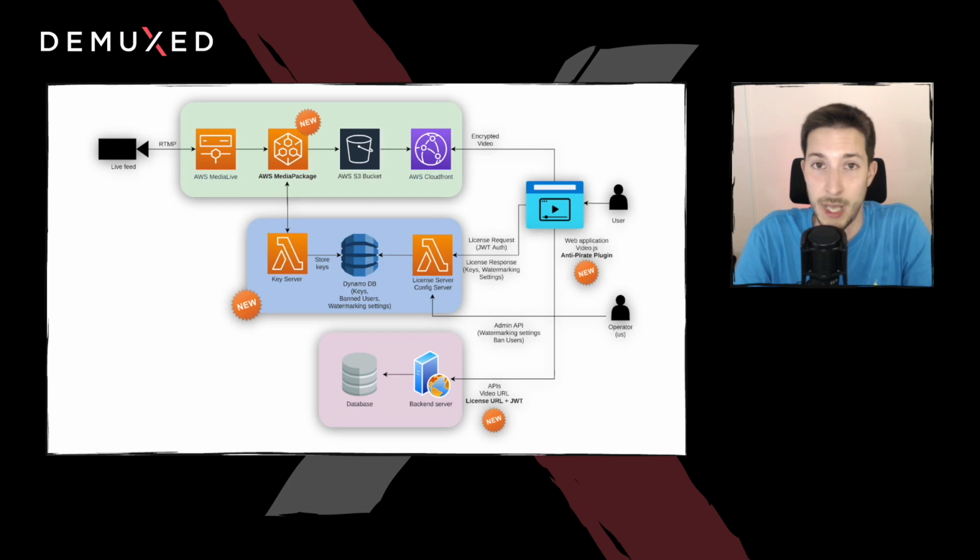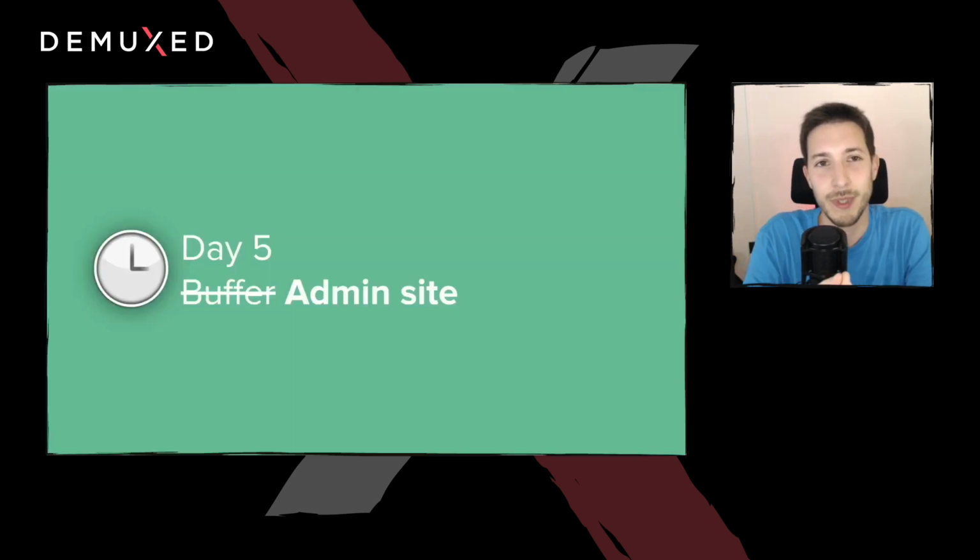This is the final diagram of the solution with the updated video flow, the backend we created, and the video platform. All the pieces marked with the new orange badge are the modifications or pieces that we built. Day number 5.